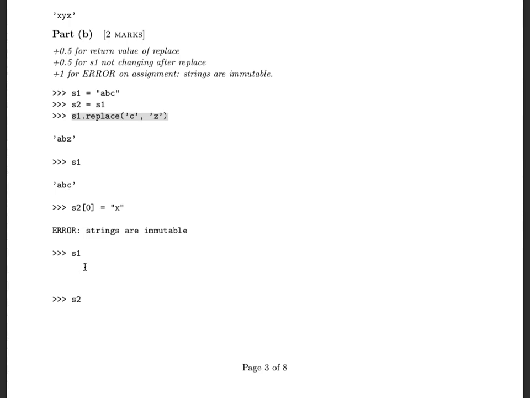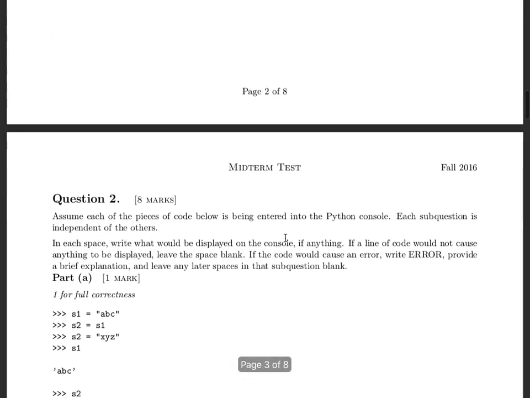That we were right. Well, I don't know why these are blank. There definitely should be. Oh, I guess maybe since an error is thrown, the rest doesn't actually execute. I think that was specified in the question, though, right? If the code would cause an error, write error, provide a brief explanation, and leave any later spaces in that sub-question blank, right? So the question, in fact, told you, stop working after you've thrown an error.